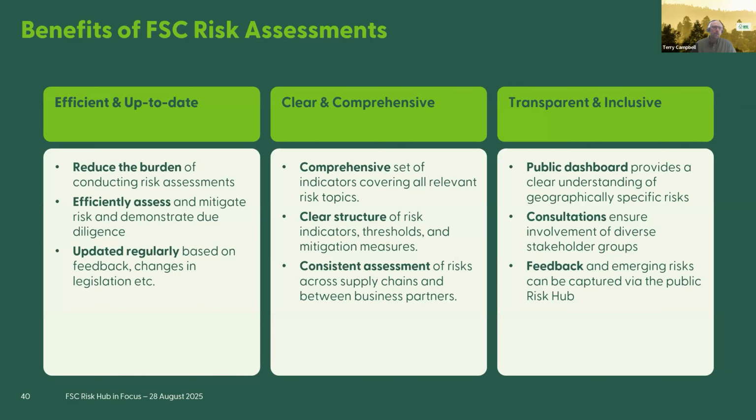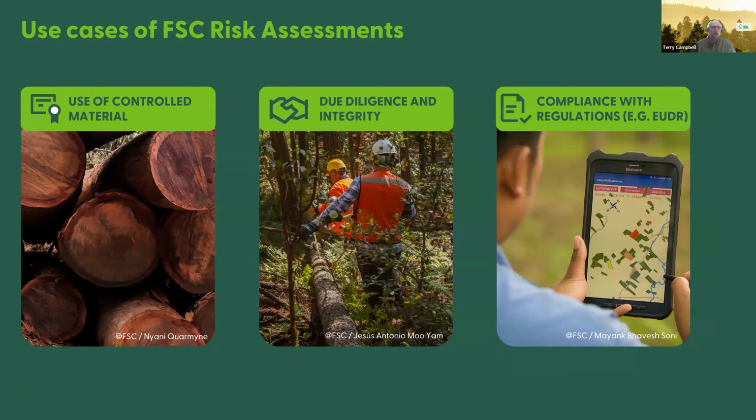So, just lastly, a couple of user groups that we had in mind when we were designing the Risk Hub. One is our controlled wood certificate holders, those companies that have controlled wood in their scope. These risk assessments will start to replace the national risk assessments, or in some cases, the extended company risk assessments further down the road as they roll out, as Dory's schedule becomes reality over the next 3 years, and we have 90 risk assessments. So that'll help.